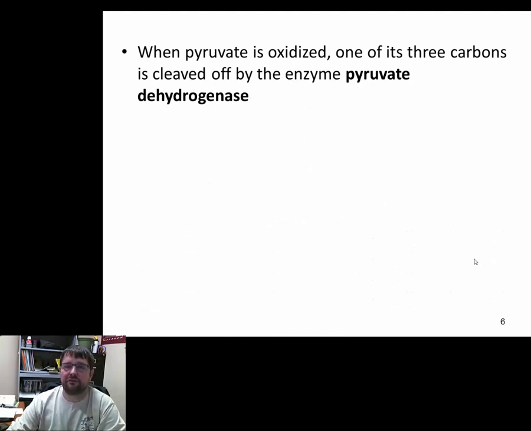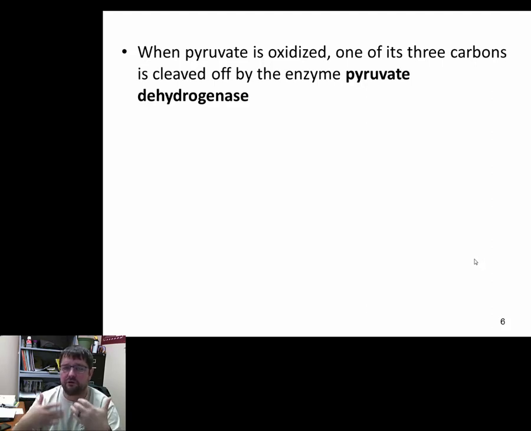Okay? The enzyme that has this processing function is called pyruvate dehydrogenase, and it's going to cleave off a carbon from each one of those 3 carbon molecules. Remember, you have 2 pyruvates from 1 molecule of glucose, so this is going to happen twice, and it's going to cleave off one of the carbons, and that carbon is going to bind with oxygen. That's where the oxygen comes in.